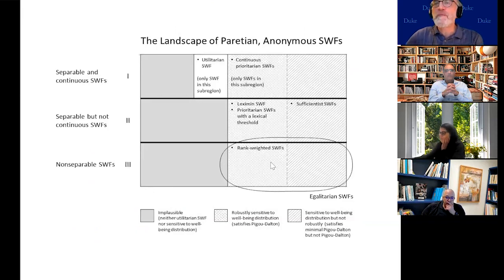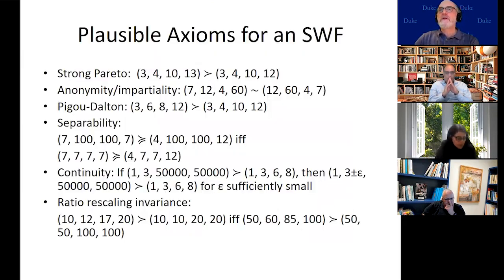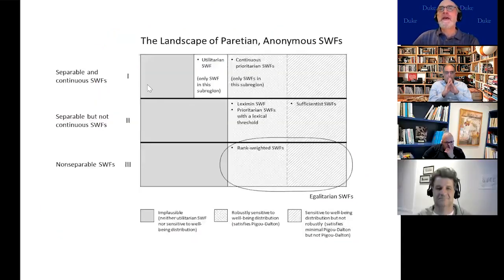So I spent a lot of time with a graphic designer putting together this diagram for the book. This is in chapters 3 and 4. What is cool is that if we start with these two basic axioms of Pareto and anonymity, which seem just kind of fundamental, anonymity, ethical impartiality, and Pareto, and then we have these additional three axioms I mentioned, separability, continuity, and Pigou-Dalton, you can divide up the whole space of social welfare functions and see where they fall using these axioms.